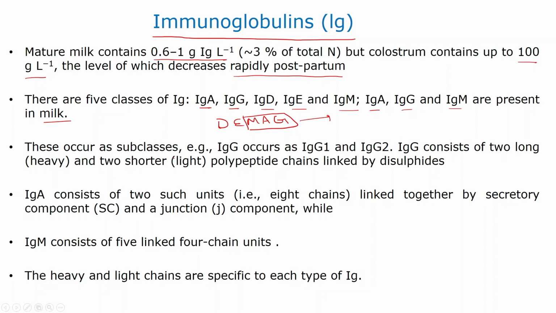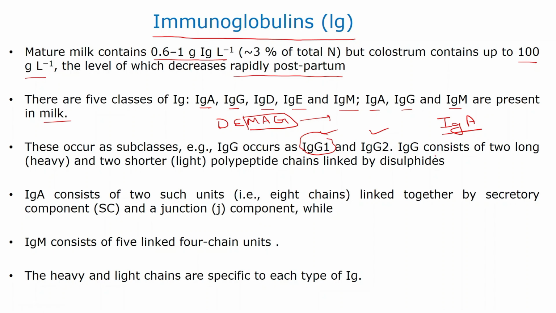So IgG exists as IgG1 and IgG2, and if somebody asks you which is the major immunoglobulin present in cow milk, it is IgG1, and which is the major immunoglobulin present in human milk, it is IgA. Okay, so always remember that the major immunoglobulin present in cow milk is IgG1, and the major immunoglobulin present in human milk is IgA.